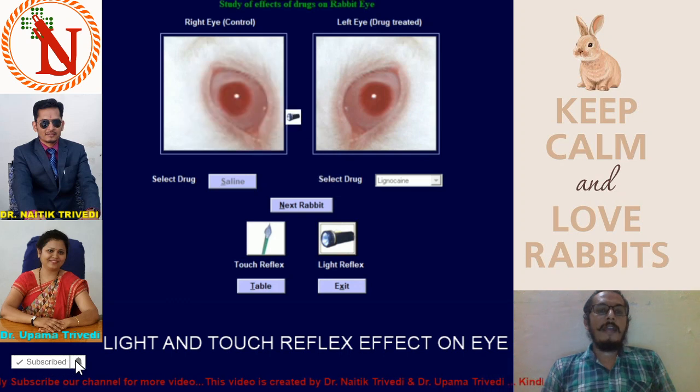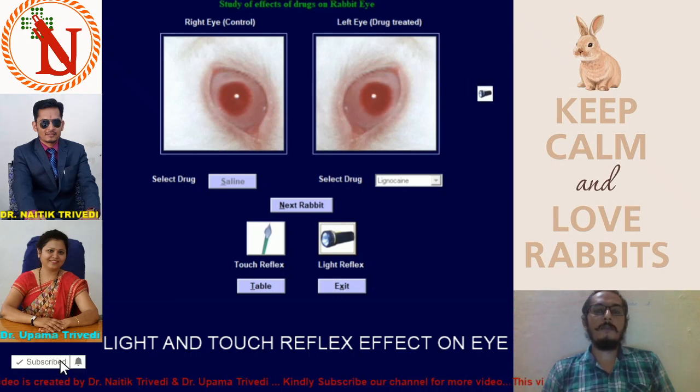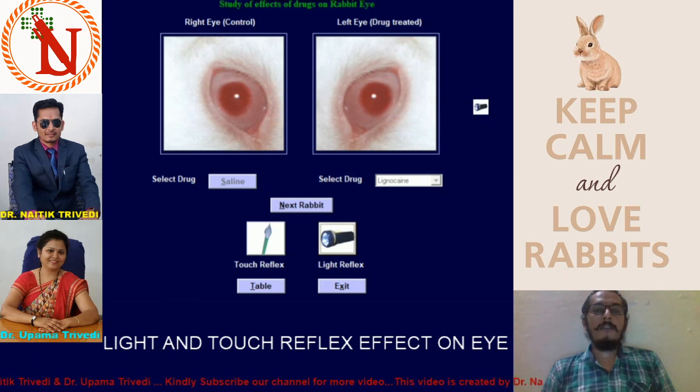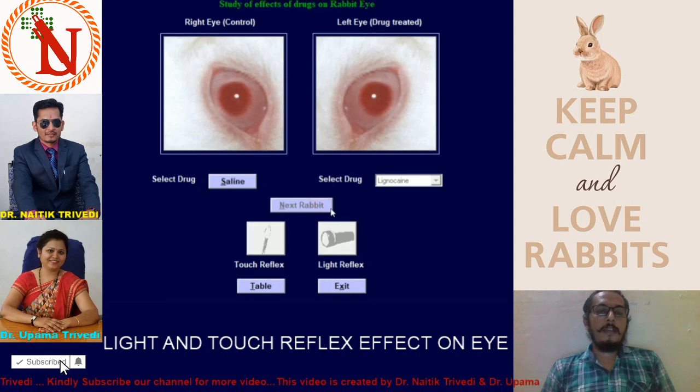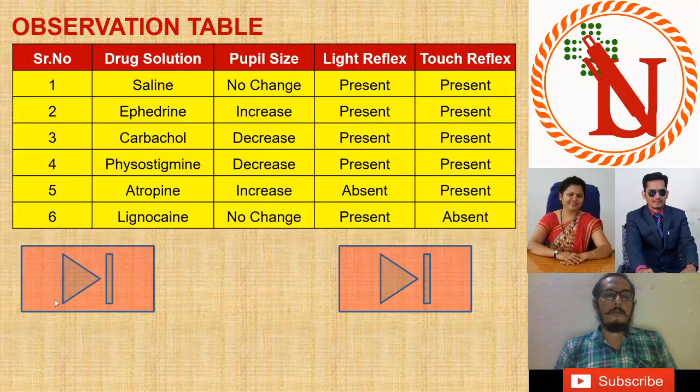Now the light reflex. Here, in the right eye, the control eye, you can see the pupil size increasing and decreasing with the focusing of the light, and likewise in the lignocaine-treated eye. That means the light reflex is present in the lignocaine-treated rabbit. So here is the videographic presentation.